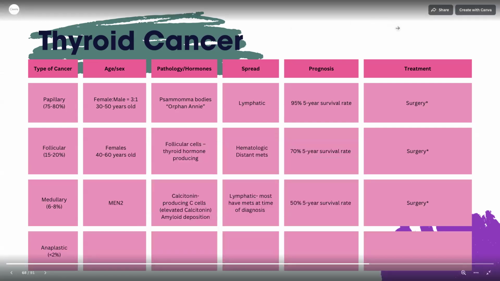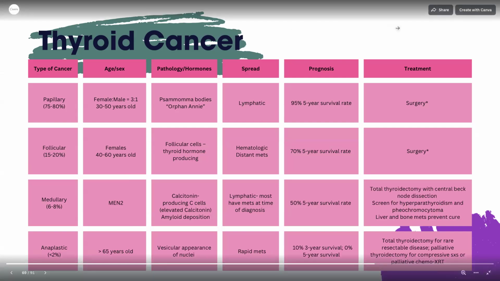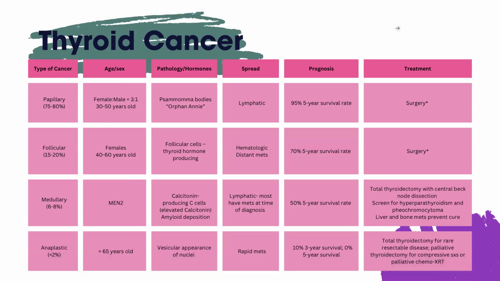Okay. So the last one, anaplastic. This is really rare. It's seen in patients that are over the age of 65. They rapidly metastasize and they have a very poor survival. We'll do a total thyroidectomy for these if they have resectable disease, but as mentioned, resectable disease is rare in these patients. So normally you're doing a palliative thyroidectomy for any compression symptoms, or palliative chemo and radiation.